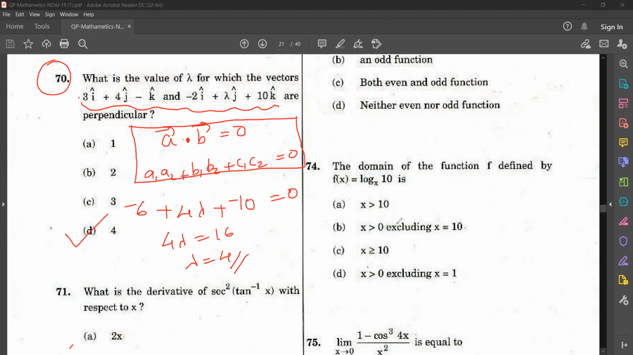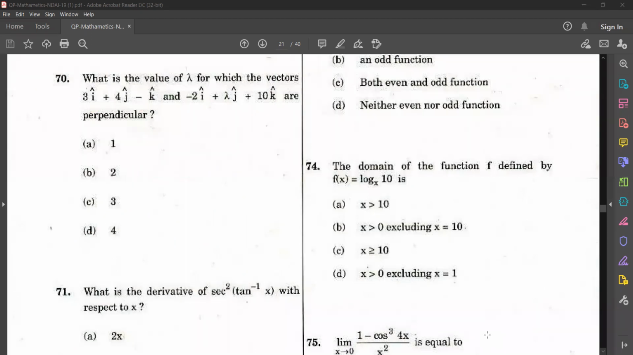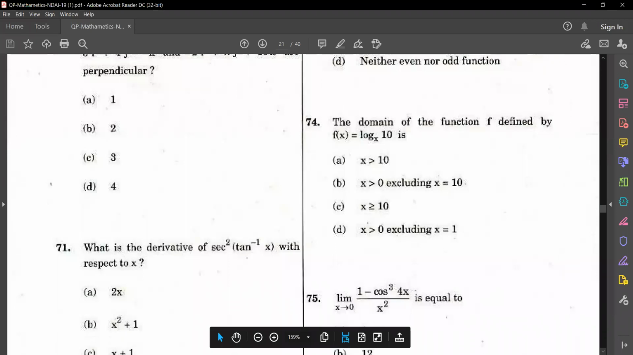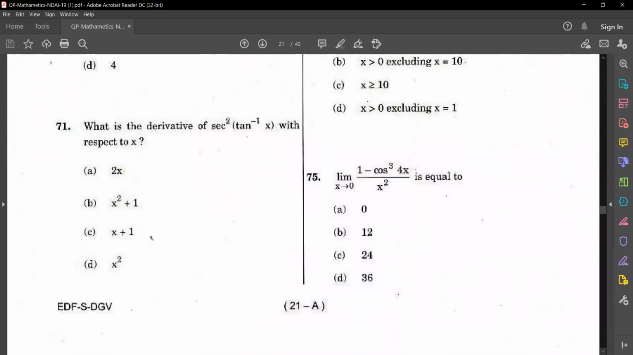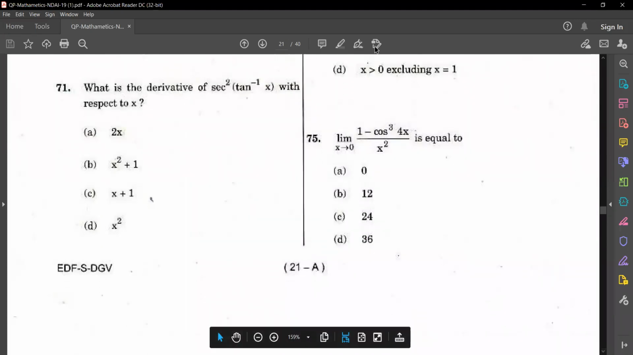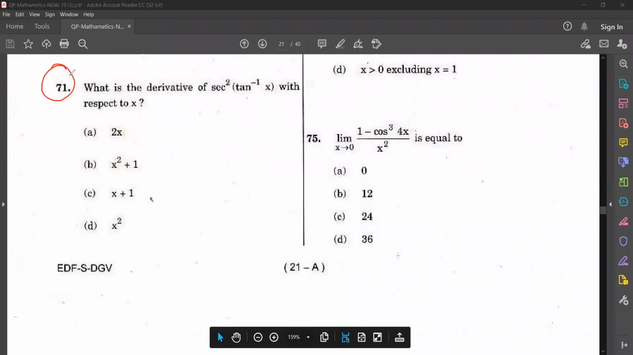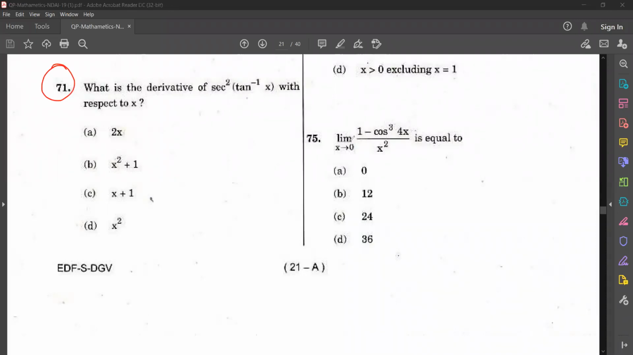Okay. Now move on to the next question. Question number 71. What is the derivative of sec square tan inverse x with respect to x? All of you try, and comment your answers after you get the answer.